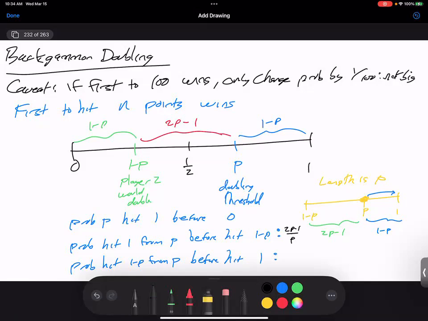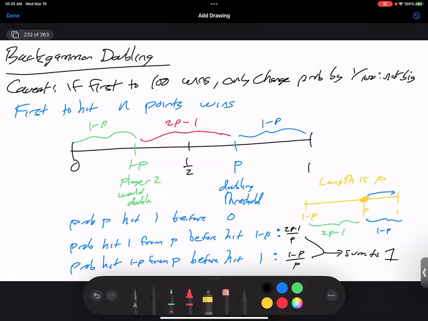And similarly, what's the probability I would hit 1 minus p before I hit 1? Then it would be the length of the blue, 1 minus p over p. And if I add those, what do they sum to? They sum to 1, which is reasonable because I either hit 1 or I hit 1 minus p.